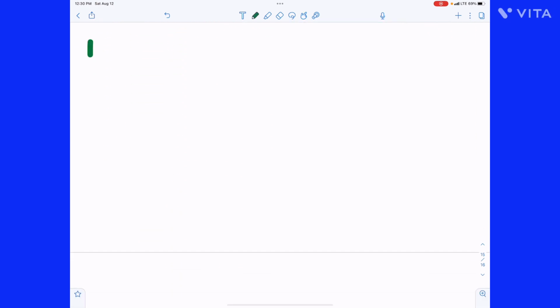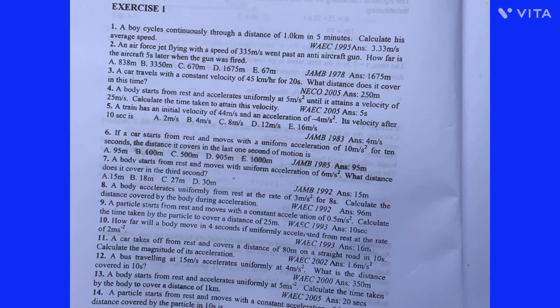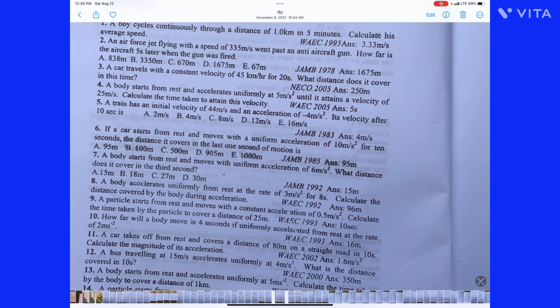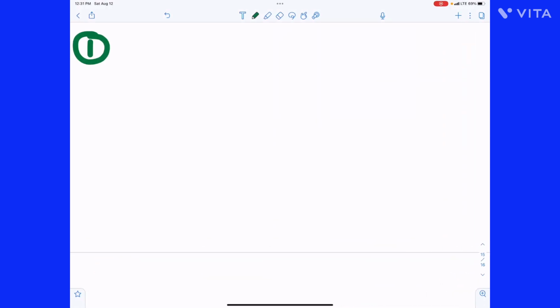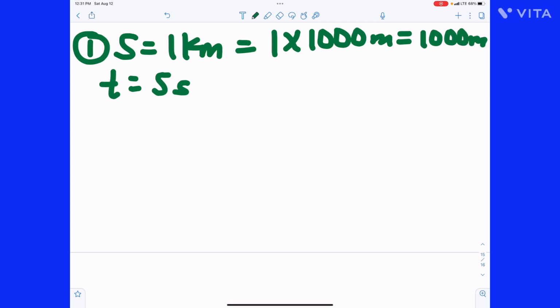Let's now take the questions one by one. The first question says, a boy cycles continuously through a distance of 1 kilometer in 5 minutes. Calculate its velocity. Distance traveled S is 1 kilometer. First of all, we cannot manipulate kilometer and seconds. We have to change this distance to meters. 1 kilometer is the same thing as 1,000 meters.